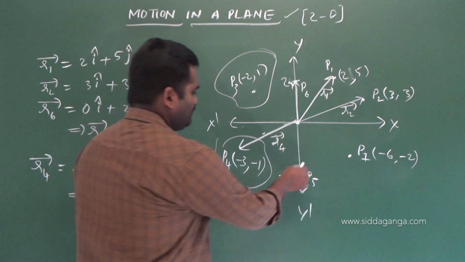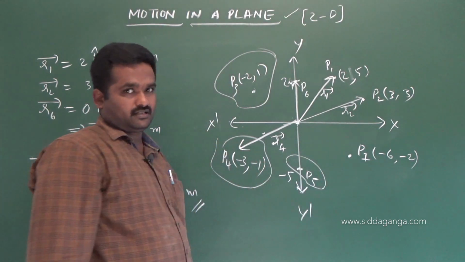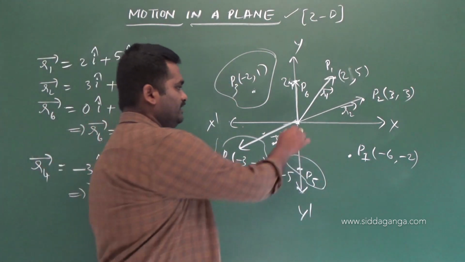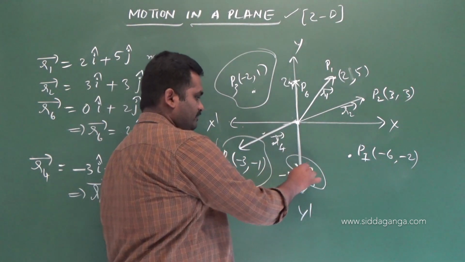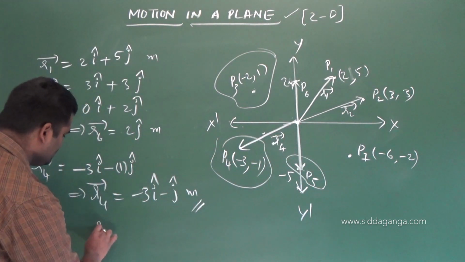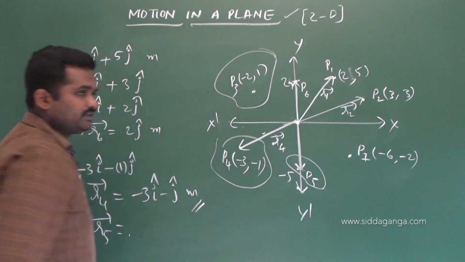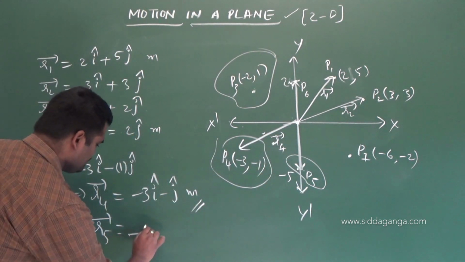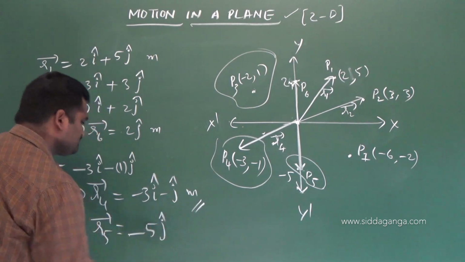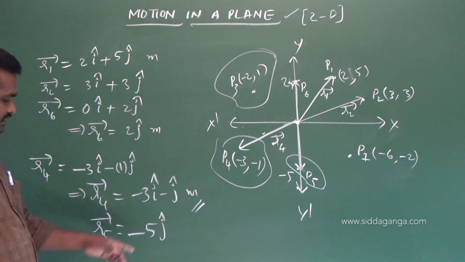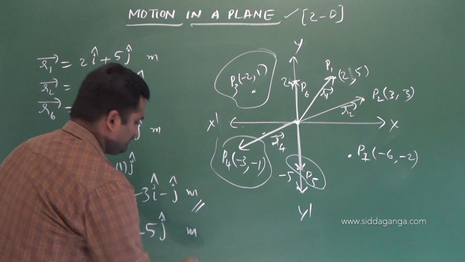And see P5, that is R5 is your work. You have to do it. From where? Origin to this point, or else I will write there itself. R5 will be equal to, how much is the distance we have taken here? Minus 5. That's why it is minus 5 in which direction? J cap. That's why minus 5j cap meter.